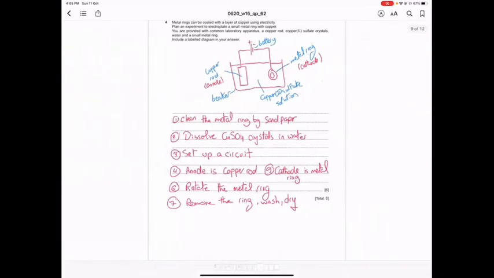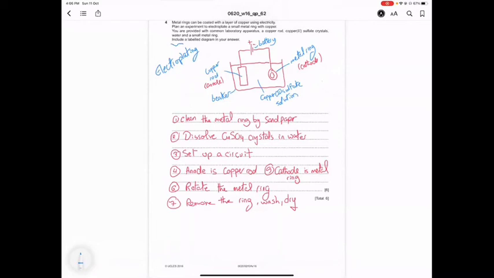Final experiment is electroplating. This is electroplating experiment. It's very important to know. He wants you to electroplate a metal ring with a copper rod. And he said you must include the label diagram in your answer. This is the diagram, okay?